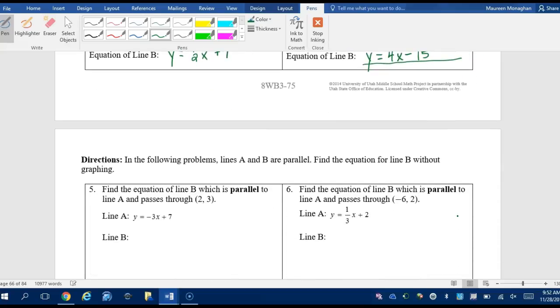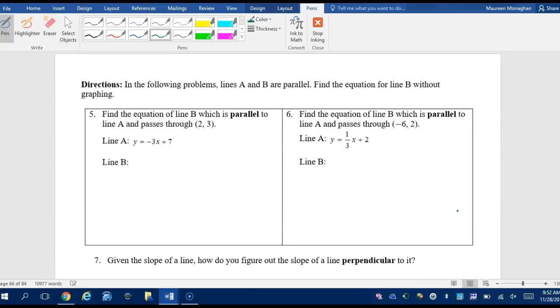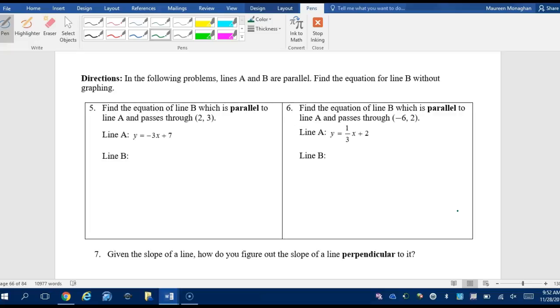That happens sometimes, okay? In the following, lines A and B are parallel. Find the equation for line B without graphing. Okay, we got this. All right, let's find out the slope and the y-intercept. The slope is -3, b is 7. Do I even need the y-intercept? No, I'm concentrating on the slope. So the slope of a parallel line is going to be -3. Yes, because they're parallel. It passes through (2, 3).